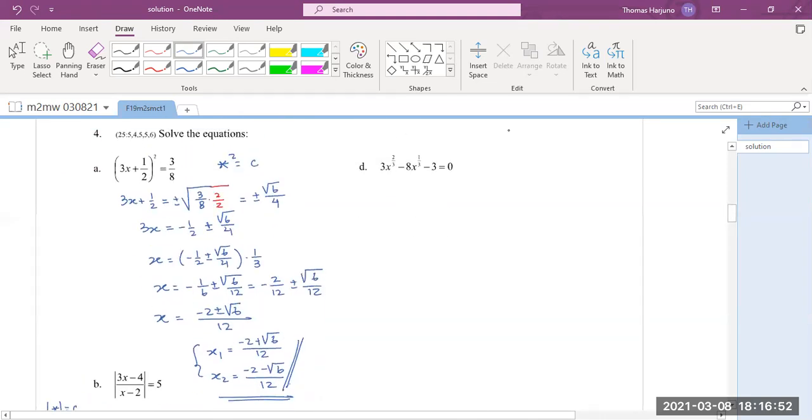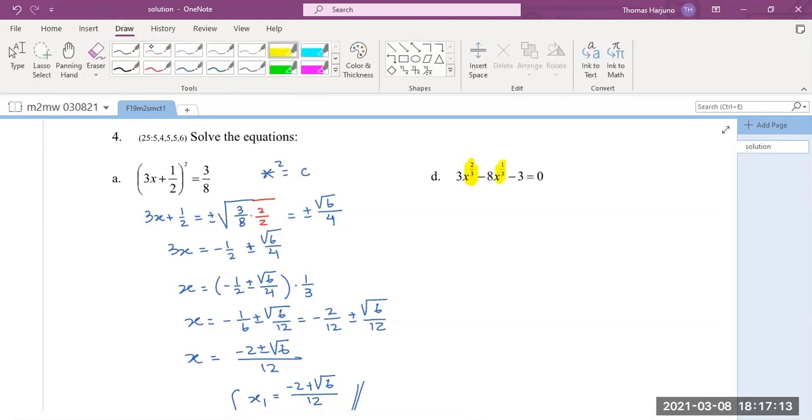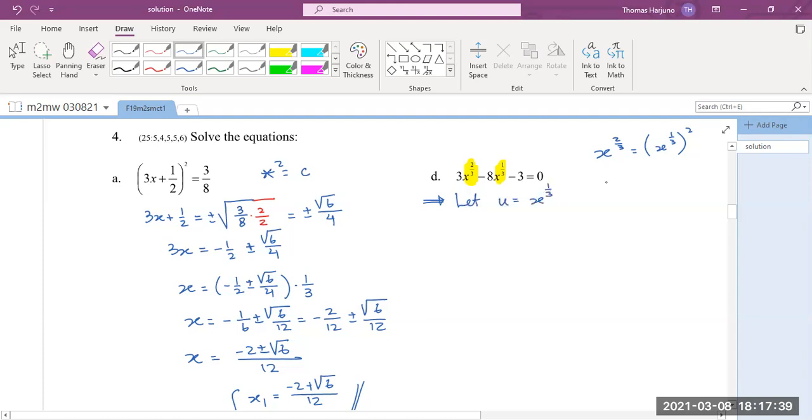Part C, 3 times x to the 2/3. Oh, so you notice that this guy here, let me enlarge that further. This variable here has exponent which is twice the exponent of this variable. I mean, both of them base x. Notice that x to the 2/3 is equal to x to the 1/3 squared. Now, if you see this phenomenon, and the other term is constant, then we will approach this problem with a quadratic-like equation. Okay, so let u equals to x to the 1/3. So u squared will be x to the 2/3.